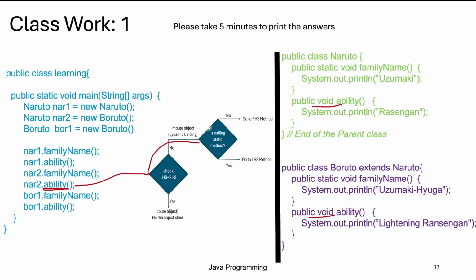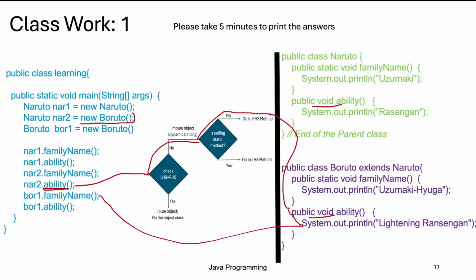So it is no. So what we have to do is we have to go to the RHS method and complete it. So what is the right hand side class? Right hand class is Boruto. So you enter into the Boruto class, run the code for ability, print the output as lightning Rasengan. Okay. For the static method, we went to Naruto. For non-static, we go to the child. So this is the logic. So always keep this logic in mind and then come out.